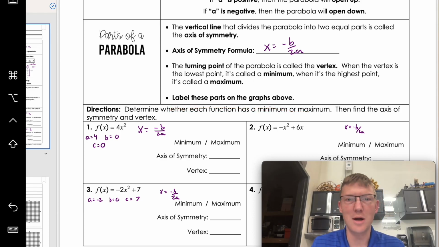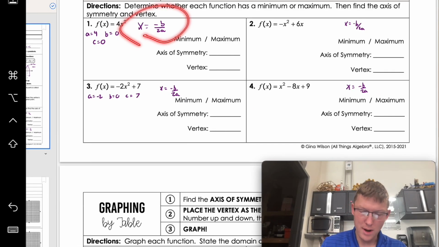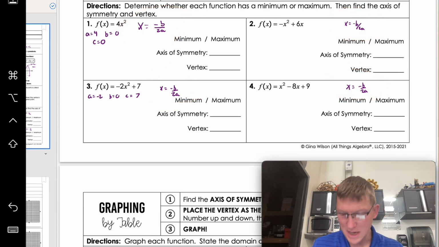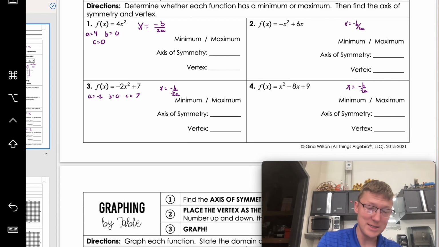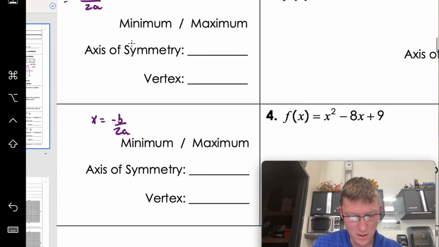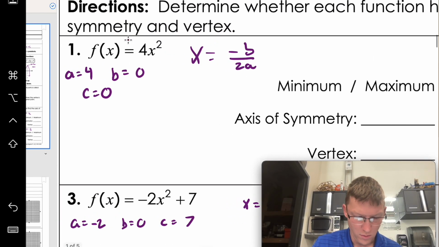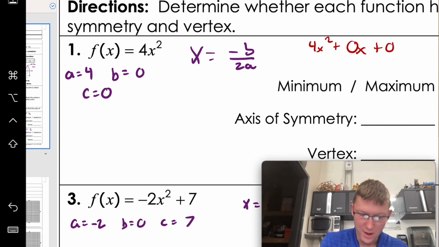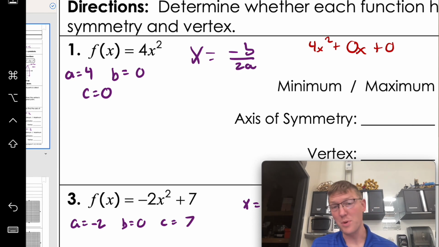All right, let's try some problems. You'll see that I already wrote x equals negative b over 2a on all of my problems because, like I said, we're going to use it every single time. If we look at one here, we've got 4x squared. I already wrote it down, but this is the same as saying 4x squared plus 0x plus 0. That's where this 0 and that 0 come into play. Just because you don't see the number doesn't mean that it's not there. It's just probably a 0.